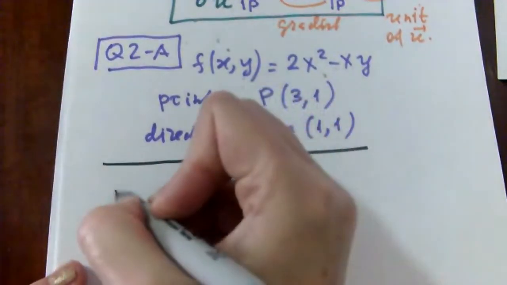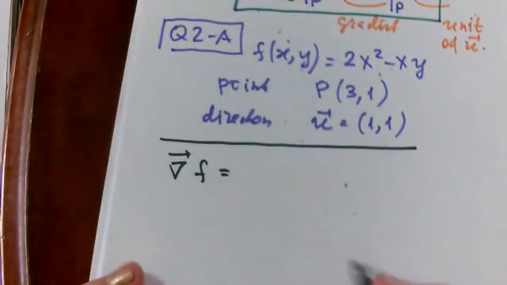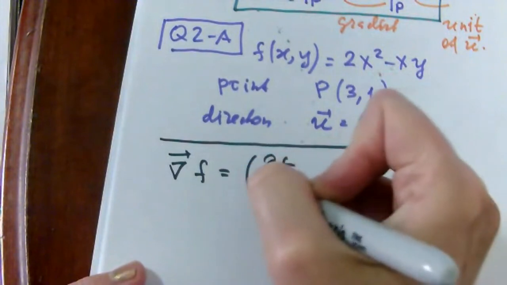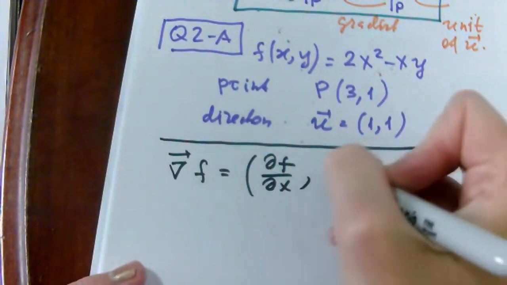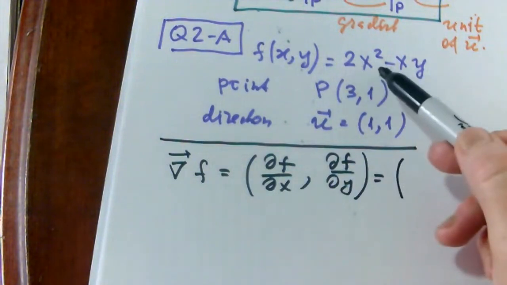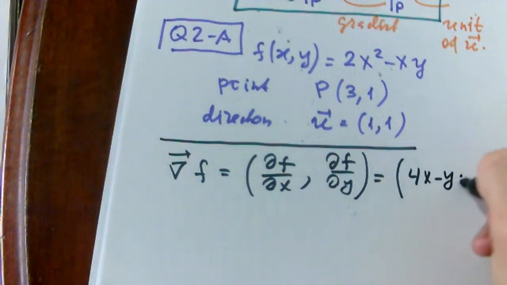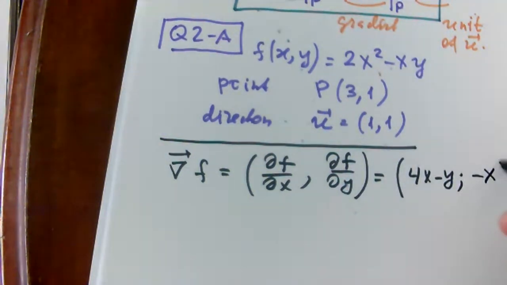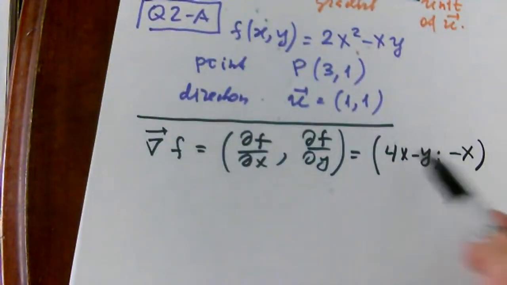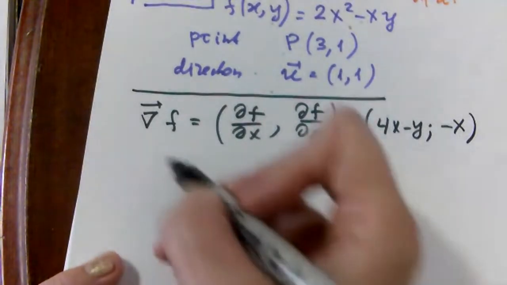Okay, let's start. So nabla f first. This nabla is our gradient vector. This time it has two components, of course, df over dx and df over dy. So it's pretty easy to do. The first derivative over x is 4x minus y, and the second component will be minus x. I'm not discussing how I calculated these partial derivatives because I'm assuming that you're already pretty familiar with this from your previous course.